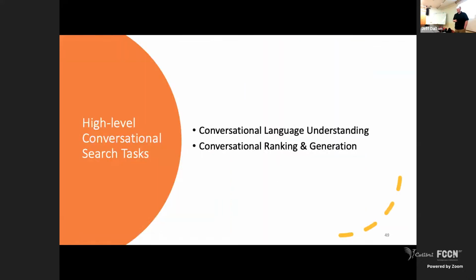In particular, the high-level task, what's changed from 2014 to 2017 and 2022, and will continue to change, is that we're focusing on core understanding tasks, particularly conversational language understanding. So that's the first core part of what I'm going to be talking about. And then also on conversational ranking and generation. So what are the models, how are conversation models different from just the straight-off neural models of solvers?